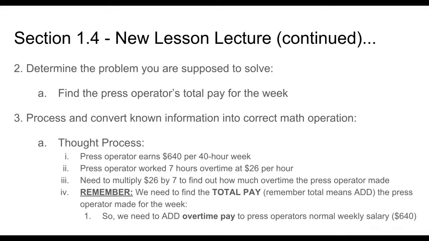And then we have to remember a very important part. We're not done there. We need to find the total pay, because remember, total means add what the press operator made for the week. So we're going to need to add the overtime pay to the press operator's normal weekly salary in order to get the total pay. So let's see what that looks like.